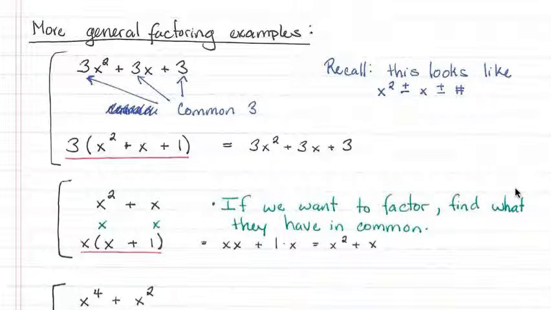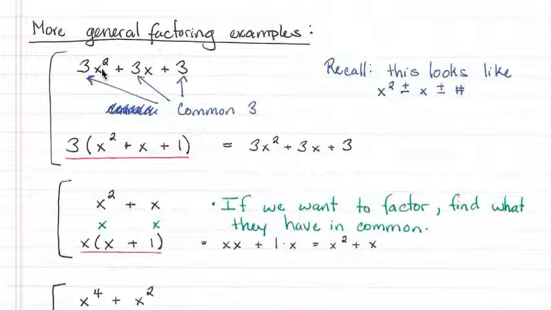Since factoring can be kind of a hard concept to grasp initially, here's some more examples for just general factoring. So my first example here is 3x squared plus 3x plus 3. We can see that they all have a common 3. Therefore, the 3 can be factored out if we want to.